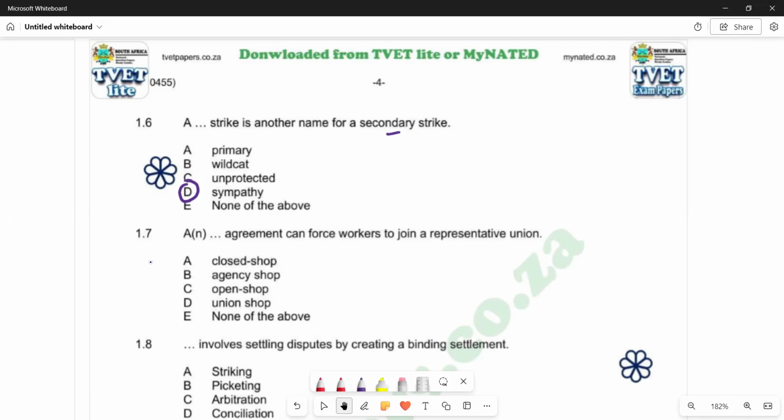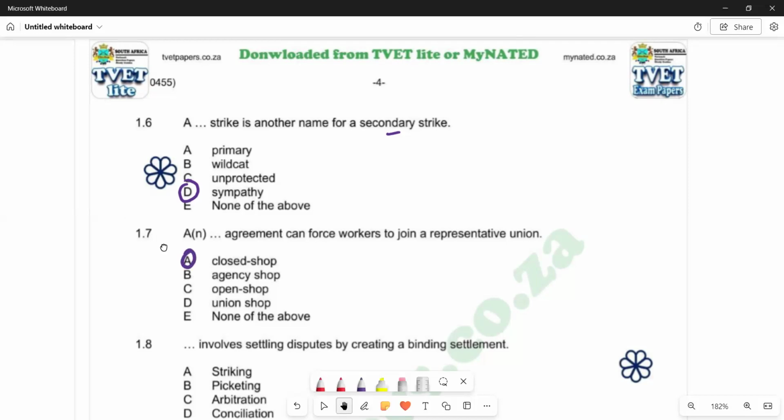So we go to the next one, which is 1.7, which is saying a dash agreement can force workers to join a representative union. We've got a closed shop, an agent shop, open shop, a union shop, and then none of the above is E. According to the responses that we are given there, a closed shop is the correct response. A closed shop agreement is a collective agreement requiring members of a particular group of employees to be or become members of a specified trade union. So in that process, it means the workers are forced to join that union. So a closed shop becomes the correct response that we have there.